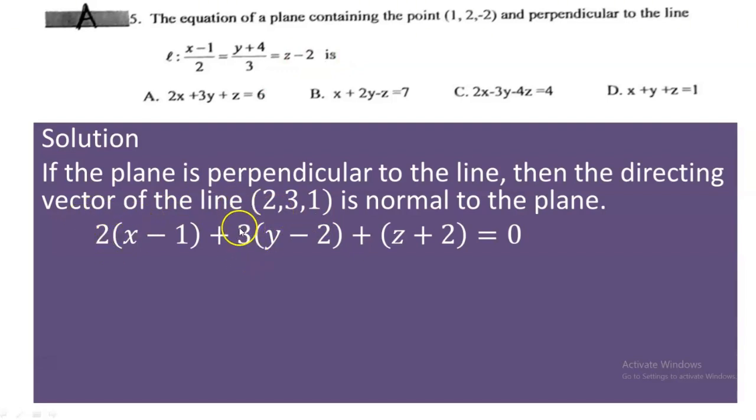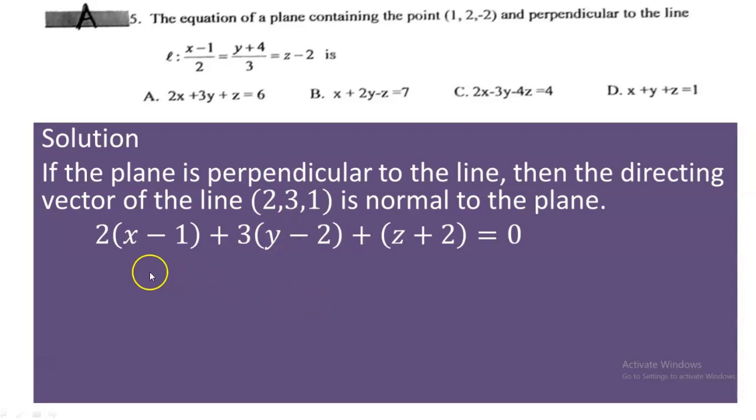2, 3, 1. Even though it's not written, there is 1 here. Then x minus 1, because you are going to use x minus x naught. Here your x naught is 1. Y minus y naught, because your y naught is 2 here. And z minus z naught, because your z naught is minus 2. And here z minus minus 2 is going to be z plus 2. If you see the coefficients 2, 3, 1, all are taken from the components of the directing vector.